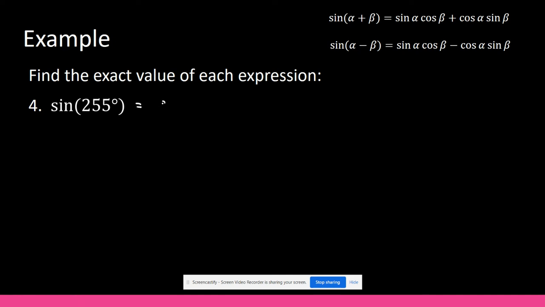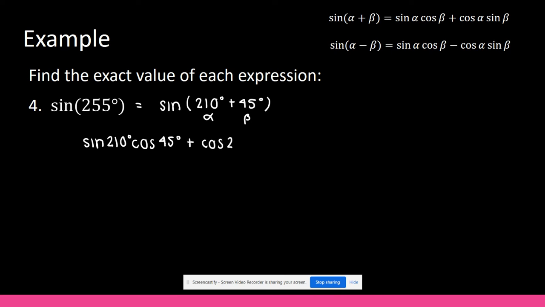So the first thing that I'm thinking about is usually addition. I think that, okay, well, 210 and 45 degrees, those two add up to 255. And so I'm going to let that be my alpha, this be my beta. That means I'm using the top equation there. So we'll have the sine of 210 times the cosine of 45 degrees plus the cosine of 210 times the sine of 45 degrees.